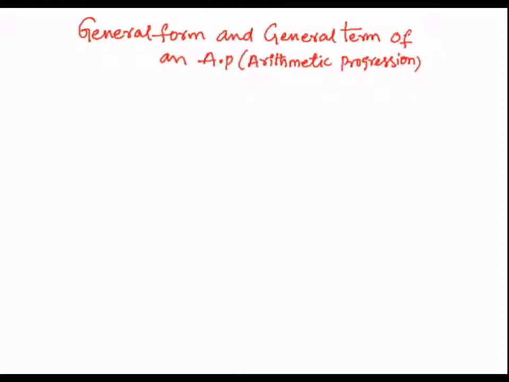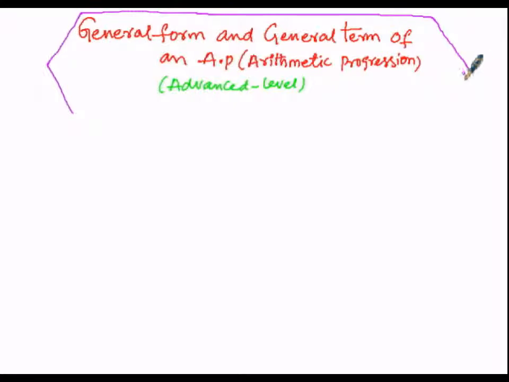So here we are going to discuss these two topics under the advanced level. Now, first of all, let us discuss the general form of an arithmetic progression. So here A is the first term of the arithmetic progression, whereas D is the common difference. D is given by T2 minus T1, the difference of two consecutive terms, where T2 is the second term and T1 is the first term. So T2 minus T1 gives the common difference D.